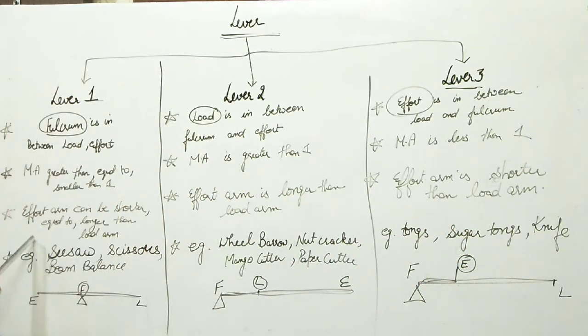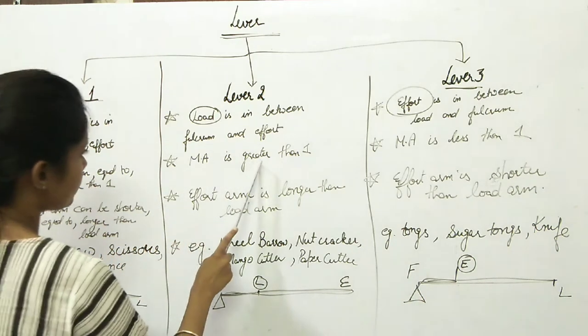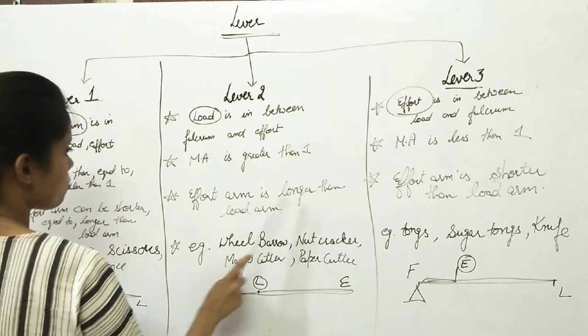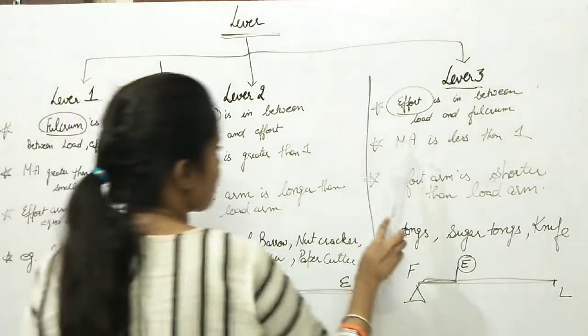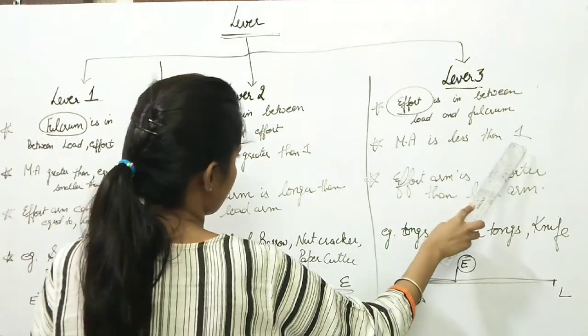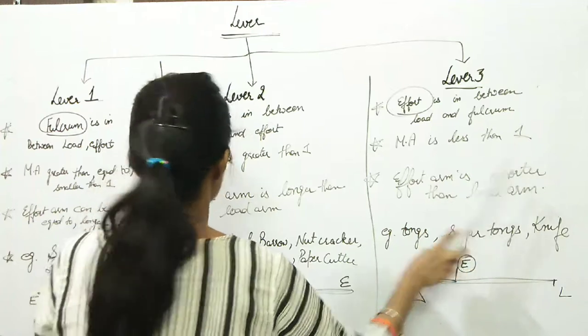Last, third, the effort arm can be shorter, equal to or longer than the load arm. See, the mechanical advantages are of 3 types, so equal to, longer and shorter are also 3 types. Here the mechanical advantage is greater than 1. If it is greater, it means the effort arm is also longer. Here the mechanical advantage is less than 1, so it means the effort arm is also shorter.